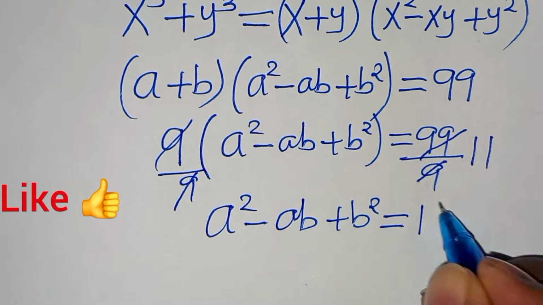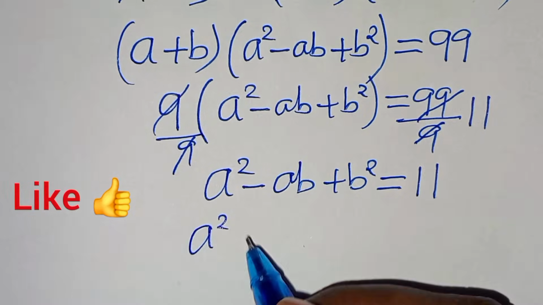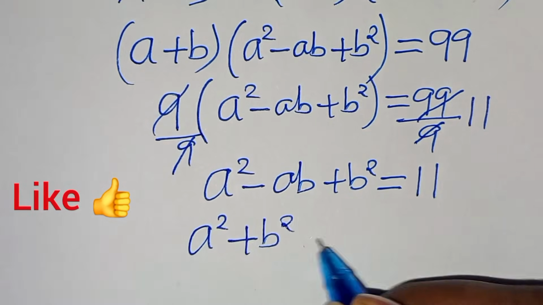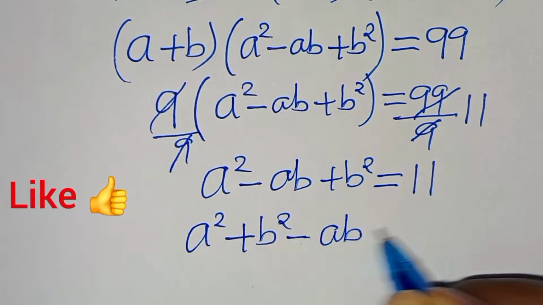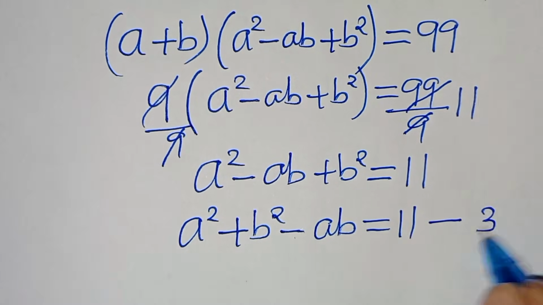So we have 11 here. So we can write this as a squared plus b squared minus a times b. This is equal to 11. Let's call this equation 3.